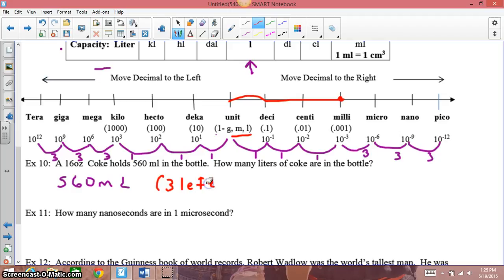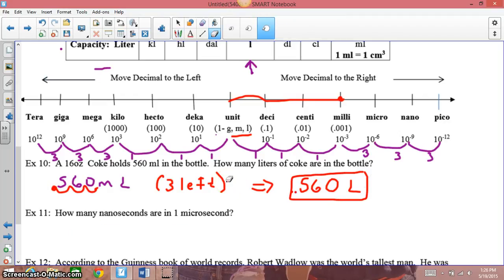If you ever don't have a decimal, it's always sitting at the end of your number. So here 560 doesn't have a decimal, so my decimal's sitting here at the end, and I'll move it 1, 2, 3 places to the left. So then my final answer here is going to be 0.56. You can put the 0 there if you like. I'll go ahead and put it 0.560 liters. Final answer.